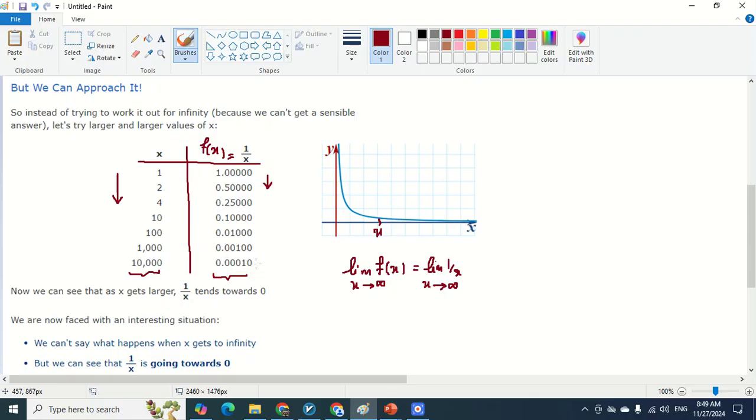0.0001, and it's totally close to the point 0. So because of that, we can say that the limit of 1 over x when x tends to infinity is equal to what? 0. So that's the case indeed.